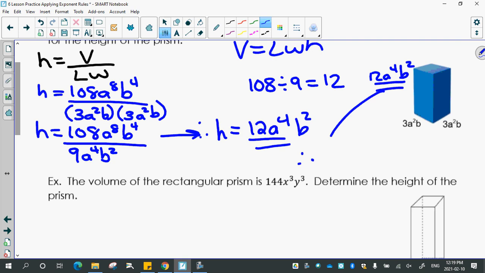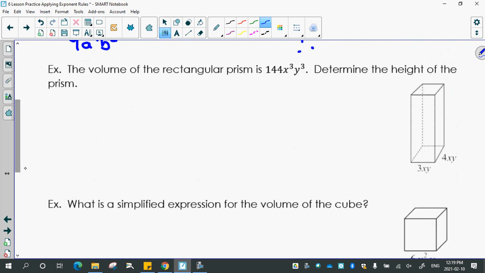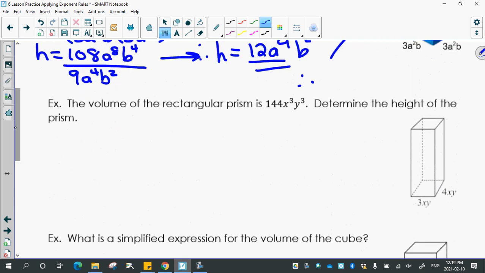Okay, nice. All right, so similar, the volume of the rectangular prism is 144x cubed y cubed. Determine the height of the prism.